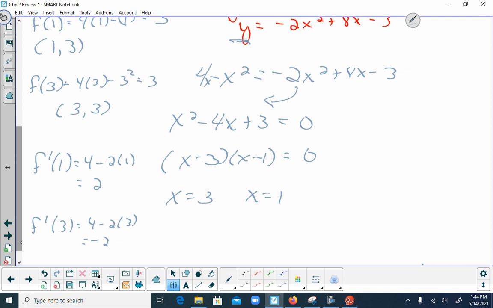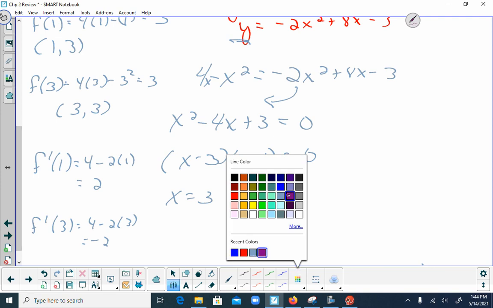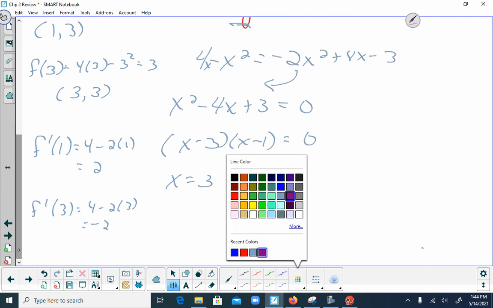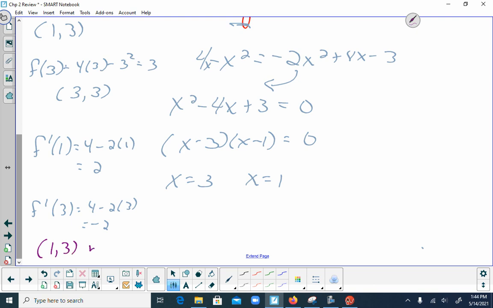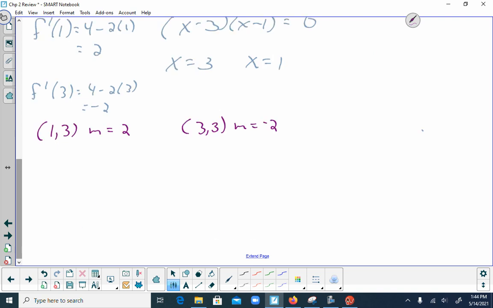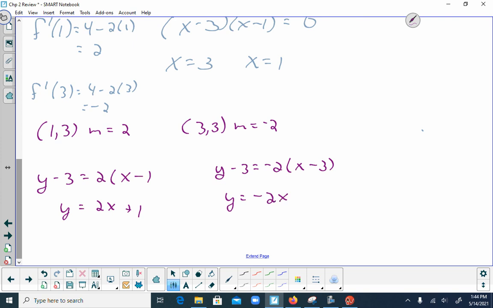So one point, I'm going to have the point (1, 3) has a slope of 2. The point (3, 3) has a slope of negative 2. So now I'm going to do y minus 3 is equal to 2 times x minus 1. So y is equal to 2x plus 1. And this one is going to be y minus 3 is equal to negative 2 times x minus 3. So y is equal to negative 2x plus 9.